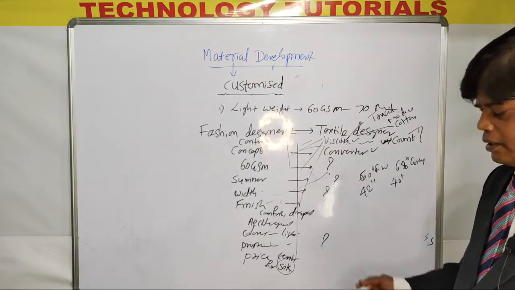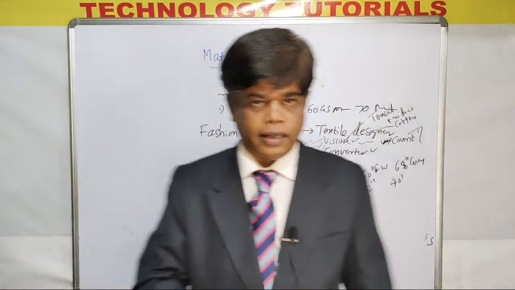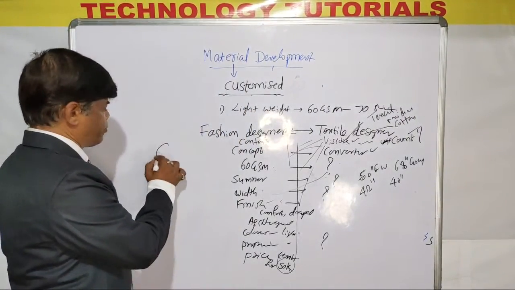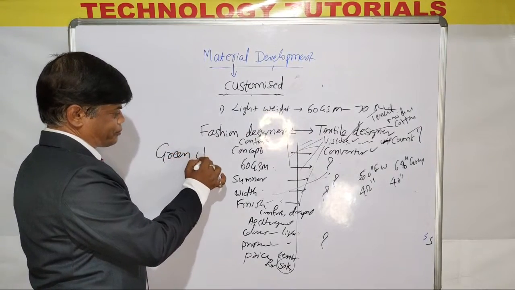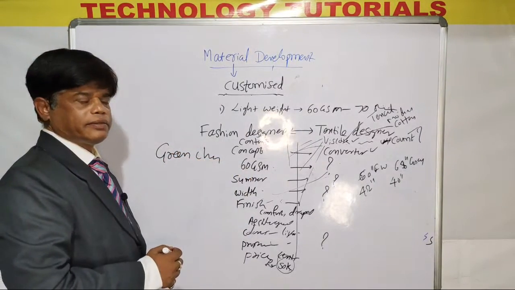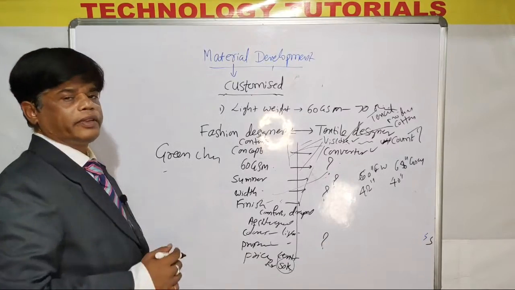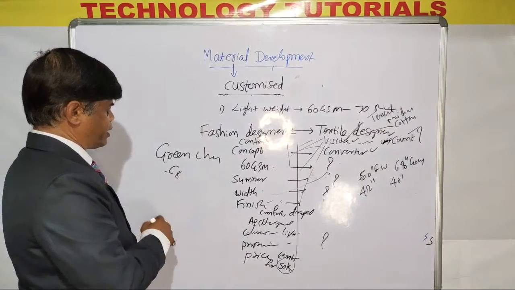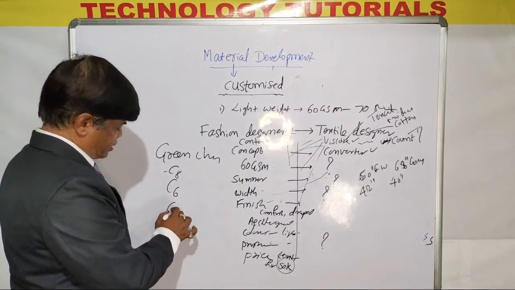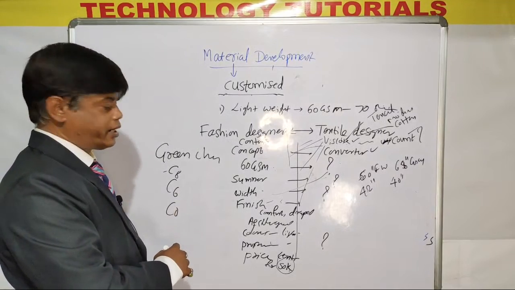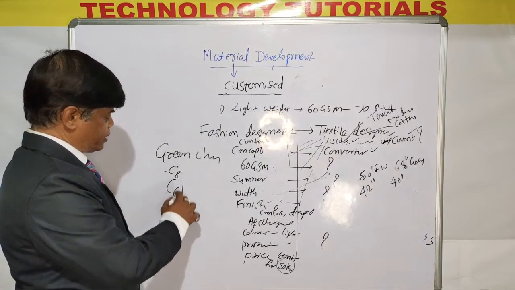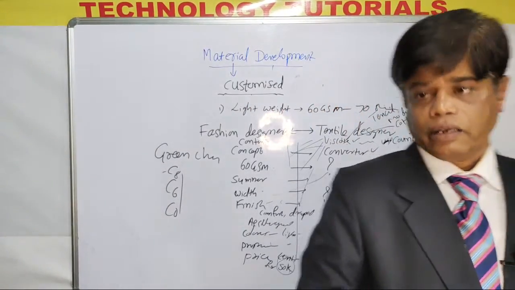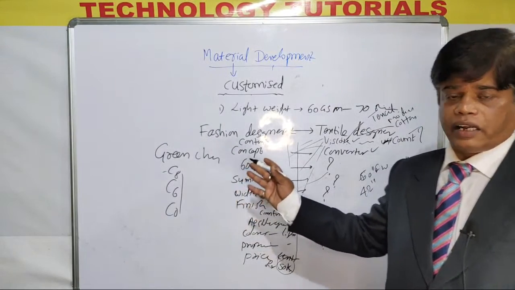Okay, all the things. And more than this, one more thing: nowadays globally, green chemistry is also playing an important role. The developer has to consider this. If it is green chemistry, C8, C6, C0 carbon content, fluorocarbon content, all this RSL requirement will come.